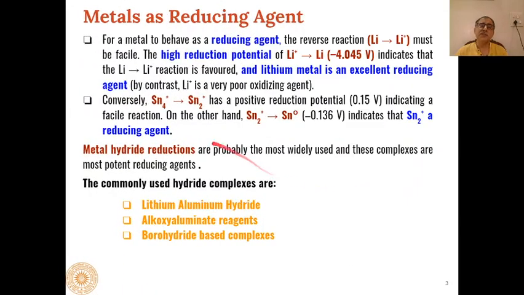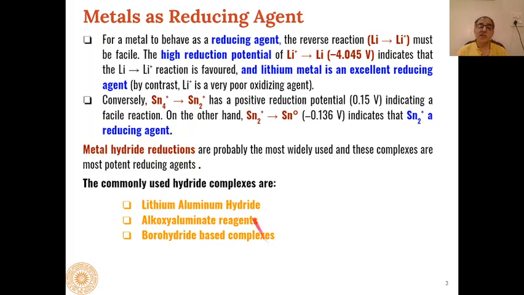And because metals can easily give us electrons to become positively charged atoms, that means they have high reduction potential and they can act as reducing agents, and that is why most of the reducing agents are based on metals. And metal hydride reductions are probably the most widely used organic reactions for these types of transformations.